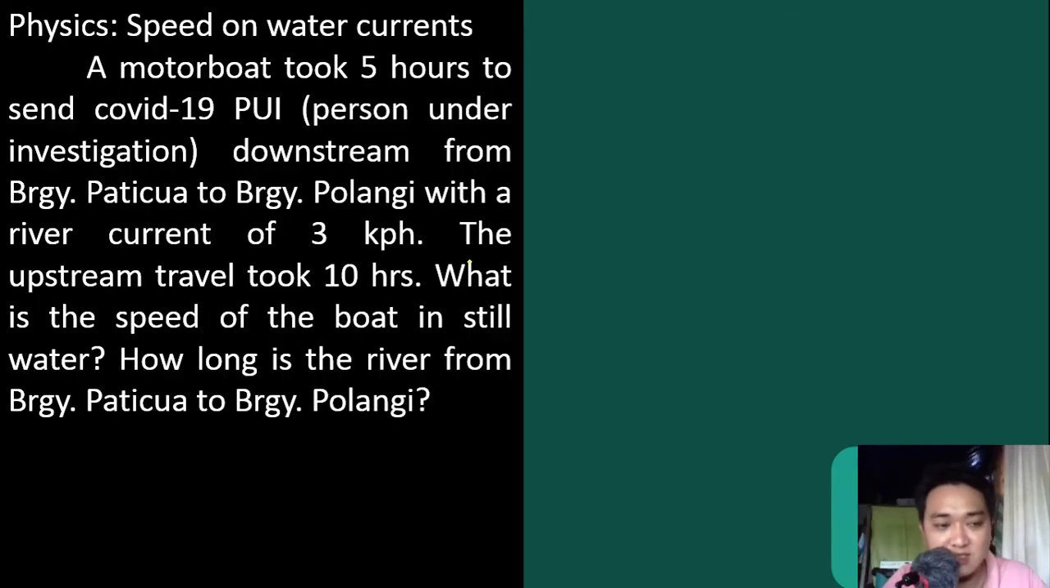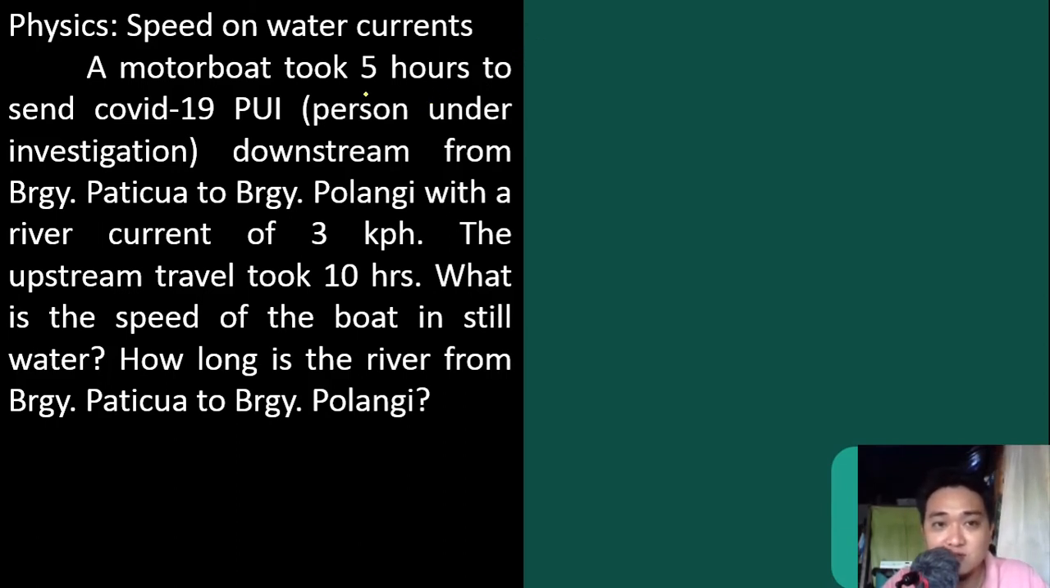Okay, let us have one last example. Yung systems of linear equations, nagagamit din natin yan sa physics. Ayan. So here we have a very common, very simple example of how do we apply the concept of systems of linear equations on speed on water currents as well as on air currents. Pwede rin ganun. So let us first read the problem.